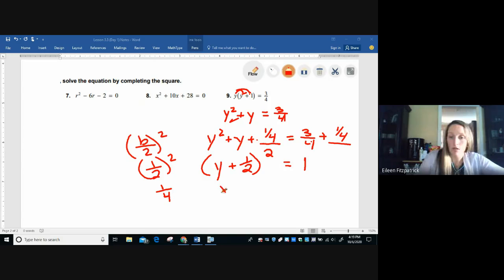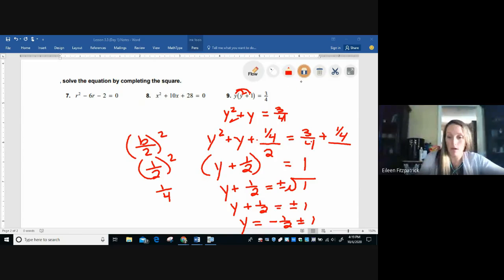Now you have to solve by square root. Get rid of that square by taking the square root of both sides. So I have plus minus the square root of 1. The square root of 1 is just 1. So I have y plus 1/2 equals plus minus 1. Subtract the 1/2 from both sides. So y equals negative 1/2 plus or minus 1.